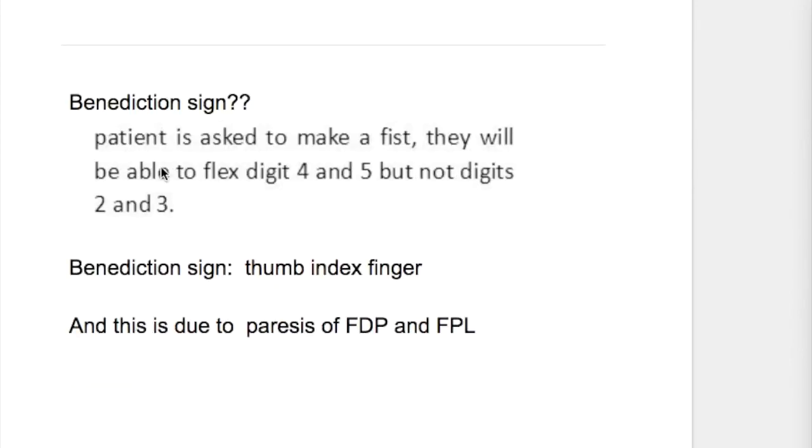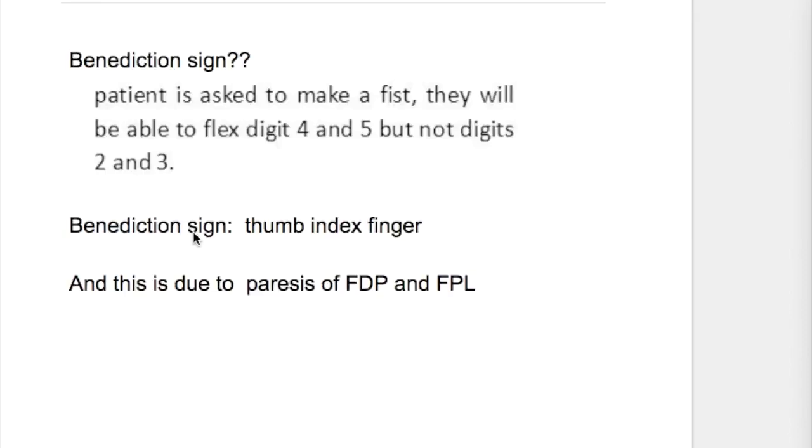So what happens in benediction sign? When patient is asked to make a fist, they will be able to flex the digits four and five, the little and the ring fingers, which are supplied by the ulnar nerve, which is normal, but they won't be able to flex the index and middle finger. Thumb is also involved. And why is it due to? This is due to paralysis of the flexor digitorum profundus and flexor pollicis longus. Flexor digitorum profundus flexes the index finger and flexor pollicis longus flexes the thumb.